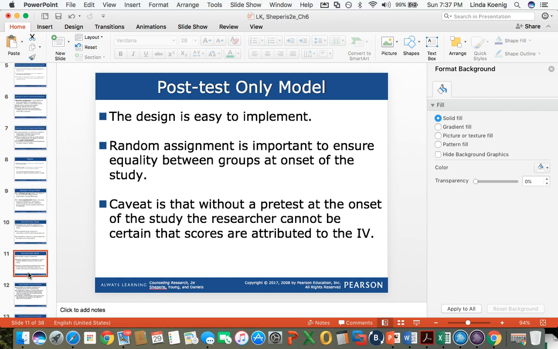All right, in a post-test only model, the design is really easy to implement. Random assignment is really important because we want to make sure that there is equality between the groups at the beginning, because if there's not equality at the beginning, we can't really trust the results at the end. So the caveat is, without a pretest at the onset, we can't know for certain that the groups were equal to begin with, but by random assignment, we will make that assumption.